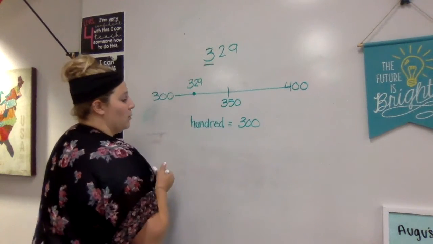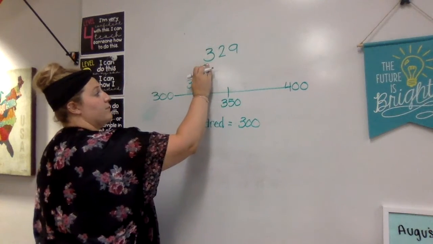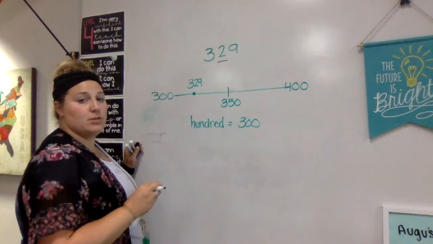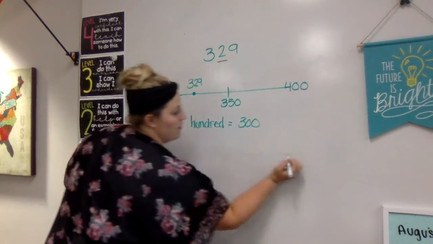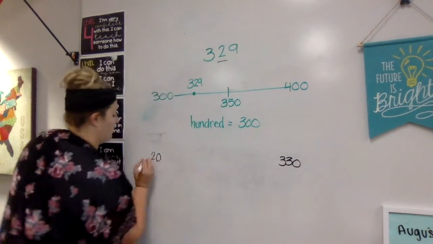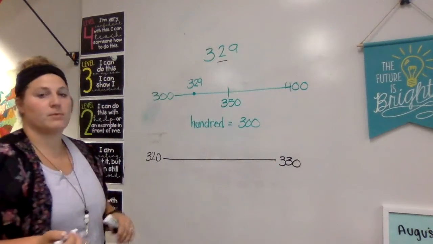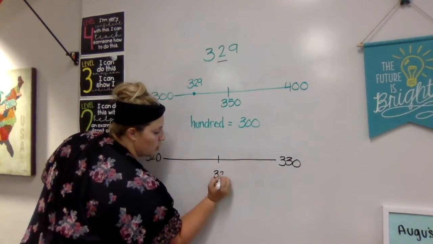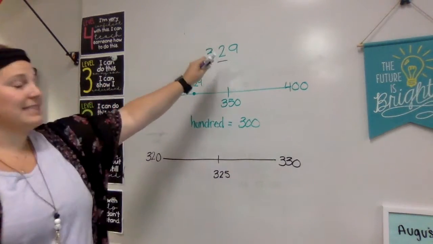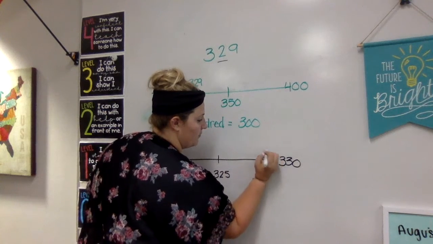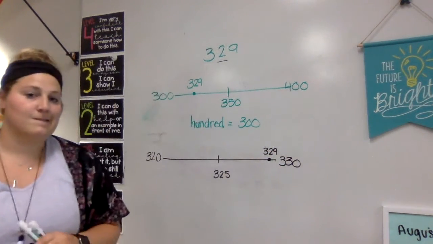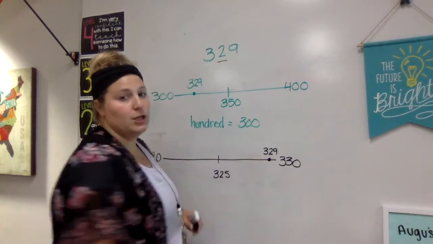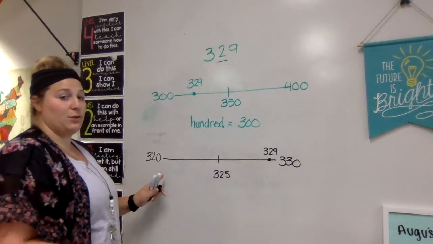Now, if I'm doing the same number, 329 to the nearest 10, I'm going to focus here now. What 10 is 29 in between? Well, it's in between 20 and 30, right? Well, sorry, 330 to be exact, and 320. Sorry about that. So it fits in between 320 and 330. The middle is going to be 325. And if I'm placing that number, it's going to be all the way down here. So now I can visually see 329 is much closer to 330 than it is to 320.